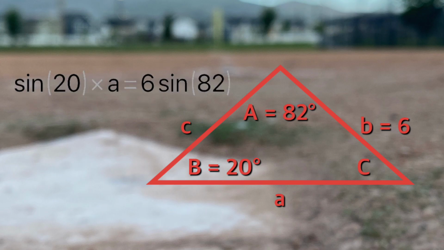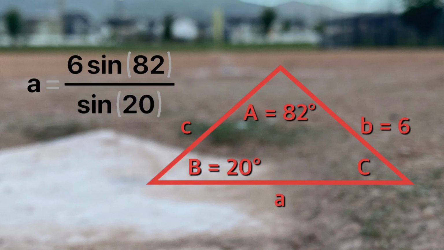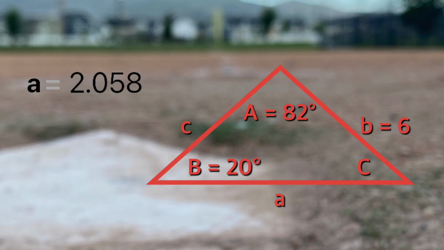We first will cross multiply, so we'll get sine of 20 degrees times A is equal to 6 sine of 82. And we want to get A by itself, so we will divide both sides by sine of 20 degrees. So we get A is equal to 6 sine of 82 over sine of 20. And we'll put that into our calculator and get 2.058 as our side length.